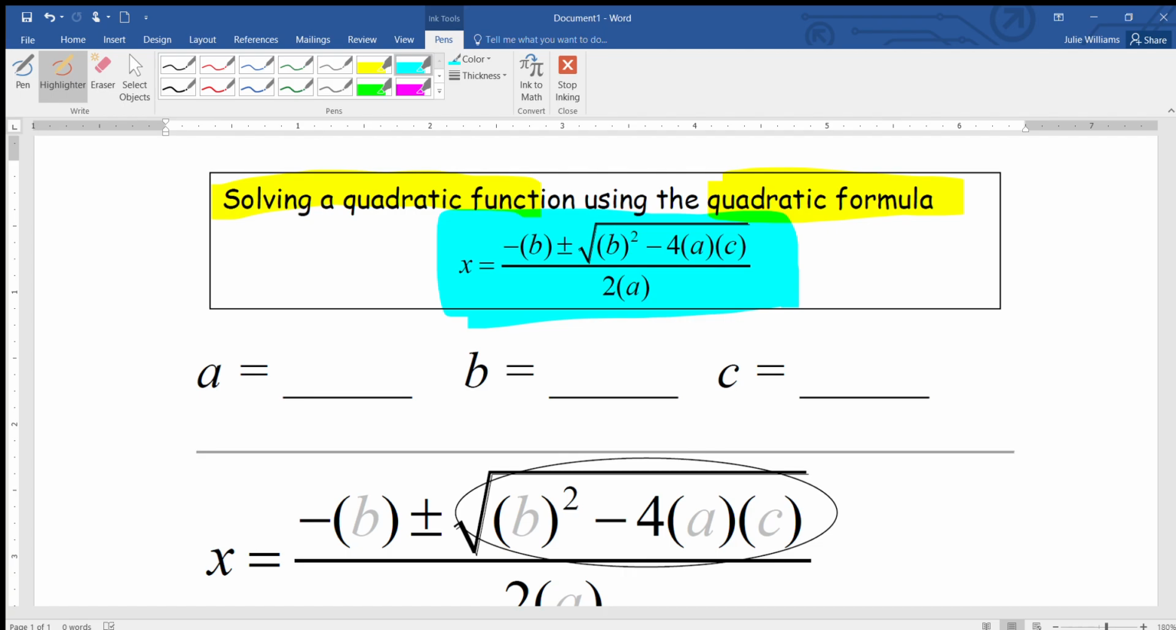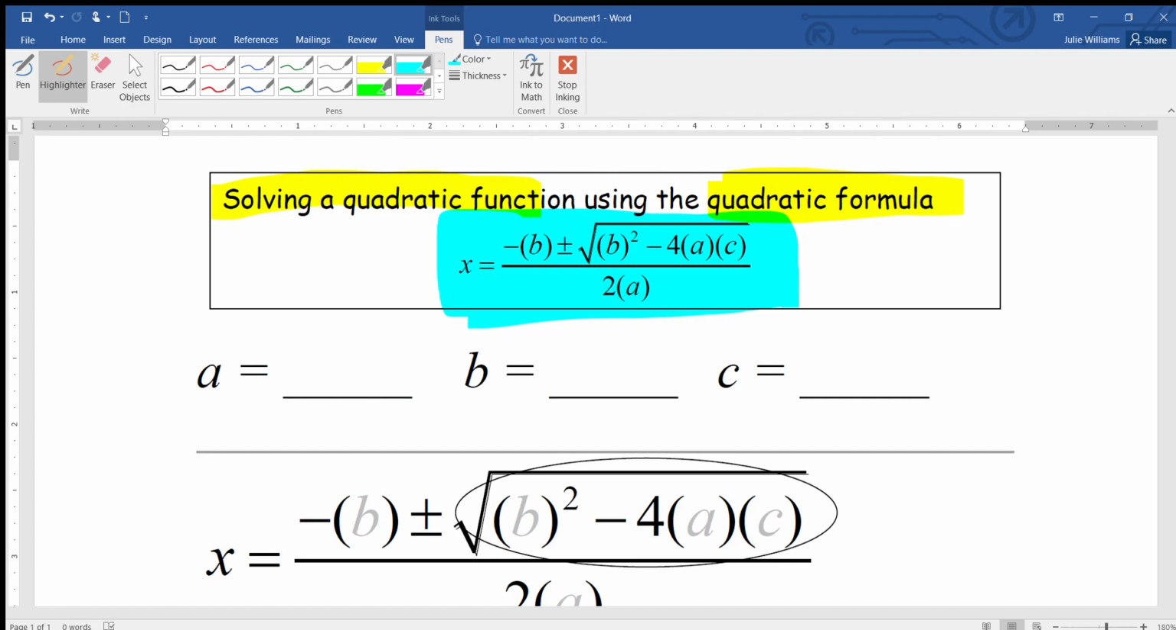Okay, so in your files and Teams up at the top, I've put a template just like this so that you can get used to the formula and have it written out in this way so that you can start memorizing it like that. Know that you can use the quadratic formula for any quadratic, even if it is factorable. Okay, you can use this.